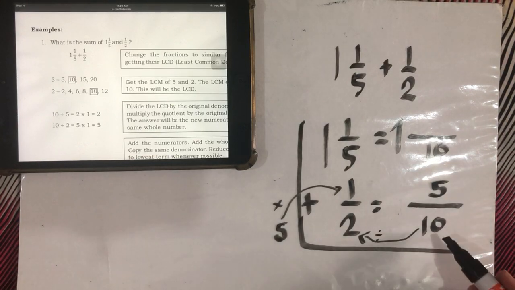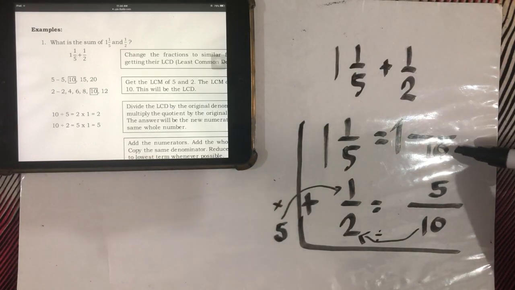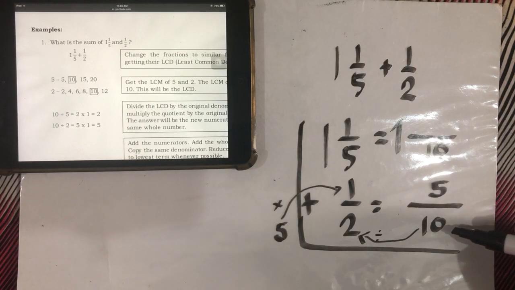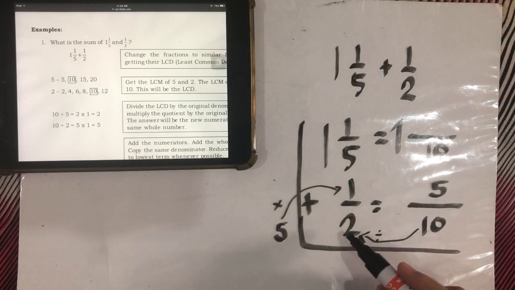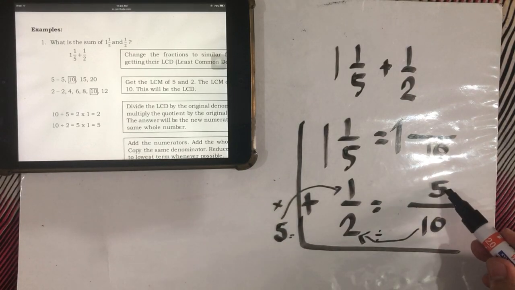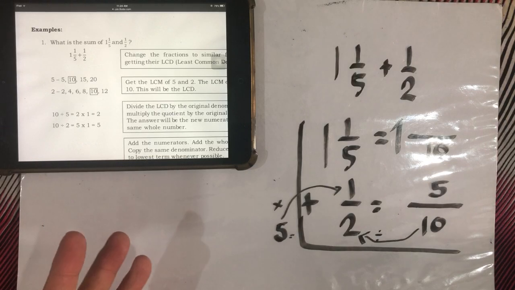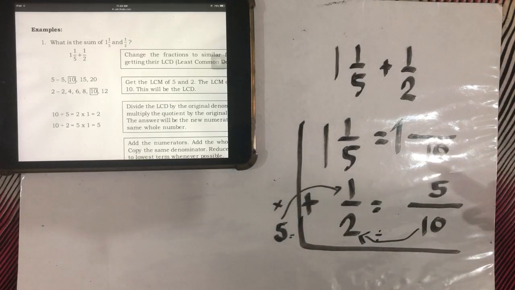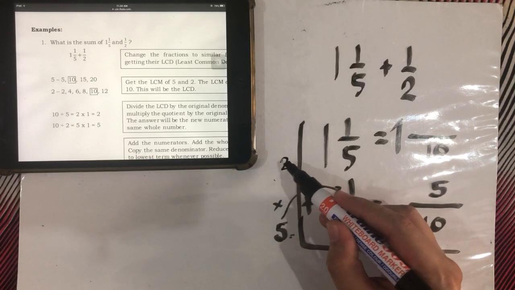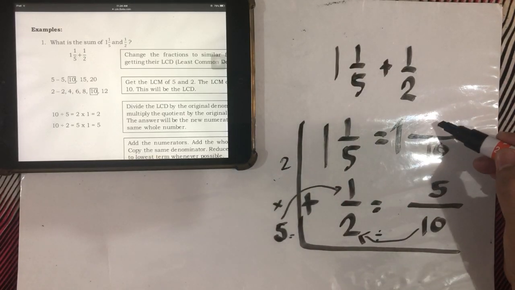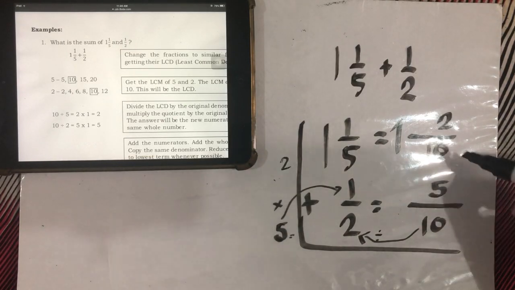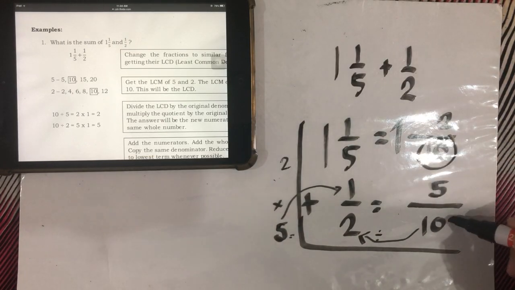Okay, again, hanapin mo na yung magiging bagong denominator. So, you have 10 there. Then, you also have 10 here. And then, divide. 10 divided by 2, you have here 5. 5 times 1, you have there 5. Follow the same steps in the first fraction. 10 divided by 5, that's 2. 2 times 1, that is 2. Okay? Now, kita na natin na pareho sila, di ba? Pareho na sila ng denominator na 10.